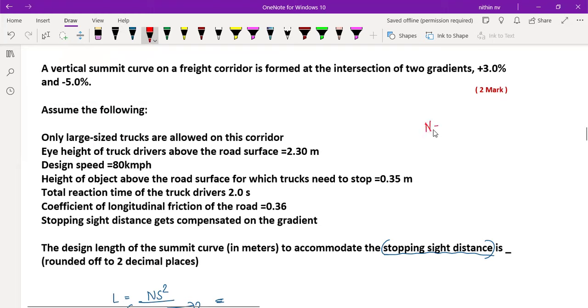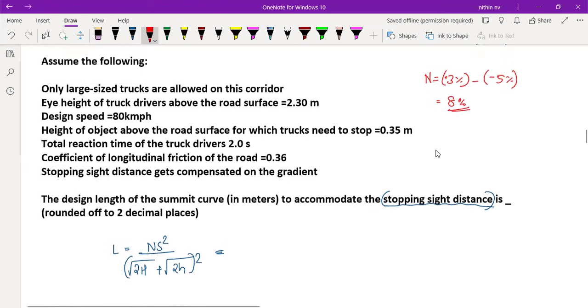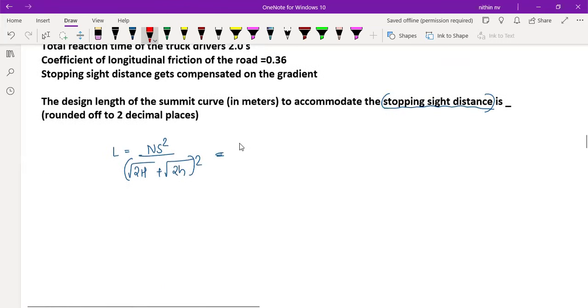N, the deviation angle, is nothing but the first gradient, which is 3%, a positive value, minus the second gradient, which is minus 5%. So minus minus will become plus. We are going to get 8%. That's it. But we are not going to substitute the percentage value here. It's going to be 0.08.